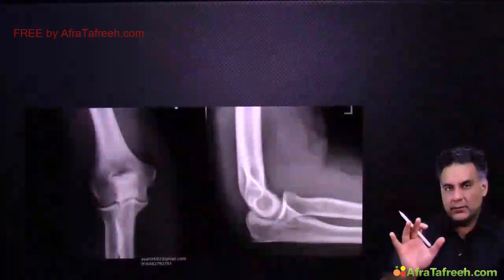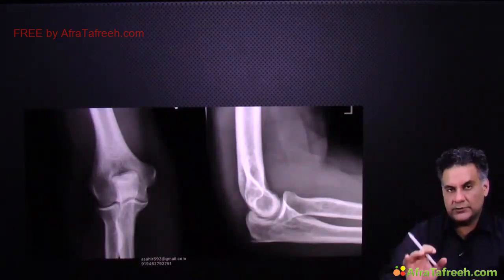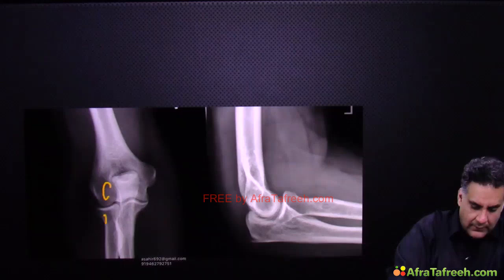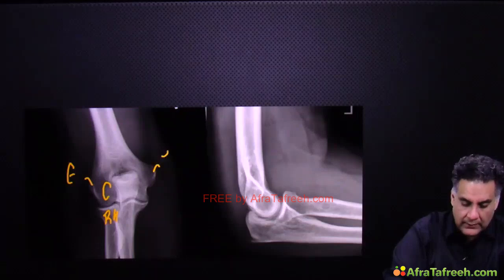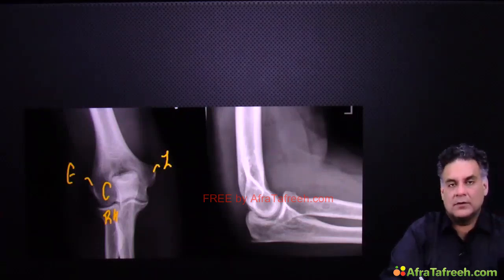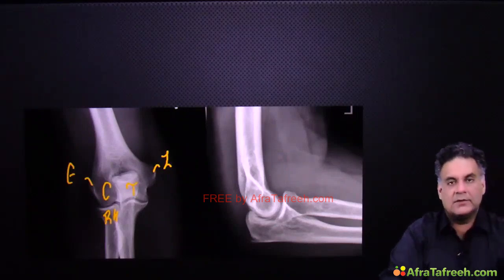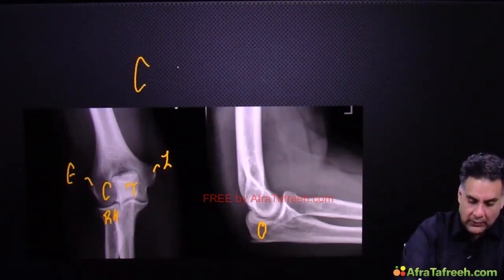So when we look at the elbow, the elbow is mainly a humeroulnar joint. So this is the capitulum, which articulates with the radial head. You have the external epicondyle, also called the lateral epicondyle. The internal epicondyle, also called the medial epicondyle. The medial part of the lower end of humerus, trochlea, and the olecranon. And the mnemonic is CRITOL.